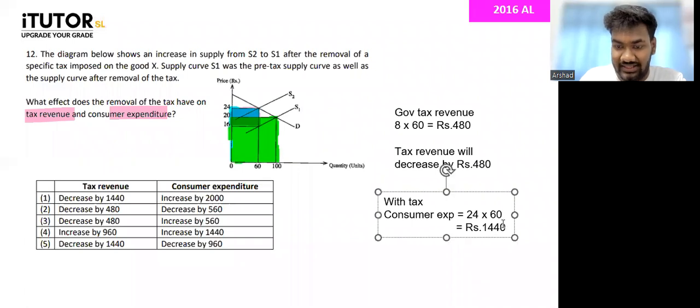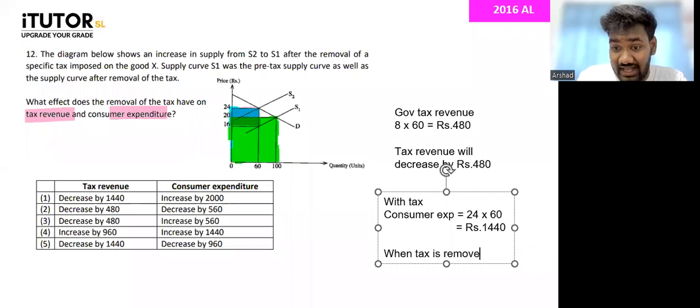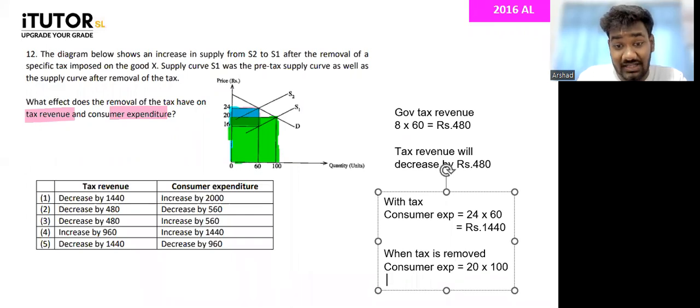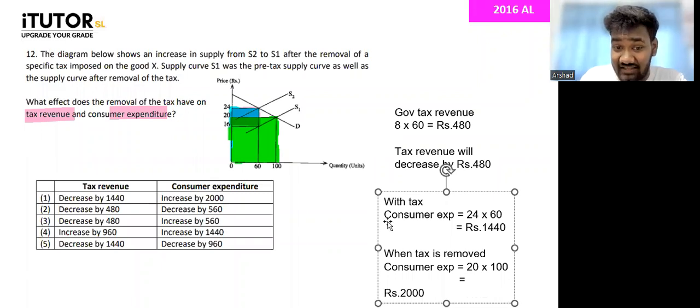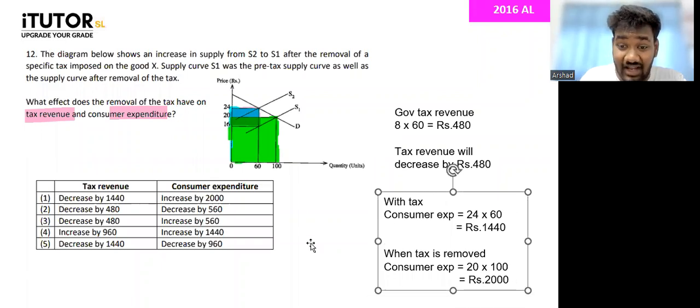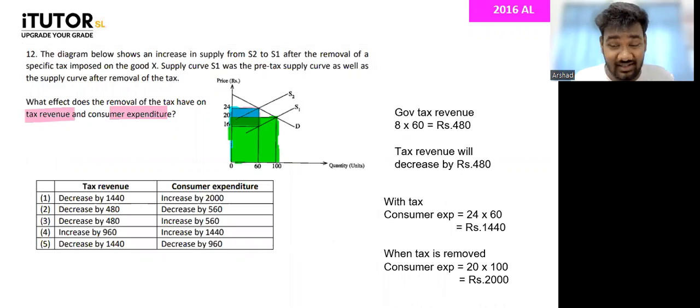Okay, with tax that is there. Then when tax is removed, how much is the consumer expenditure? That is 20 into 100. So how much is the number? 2000. Now check in the question, guys. Are they asking for the consumer expenditure or are they asking by how much has the consumer expenditure changed by? Which one is advanced? What do you go with the answer? 1, 2, 3, 4, 5.